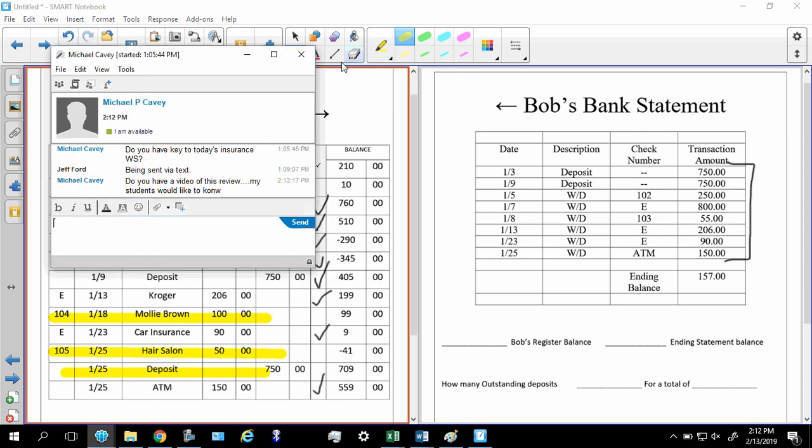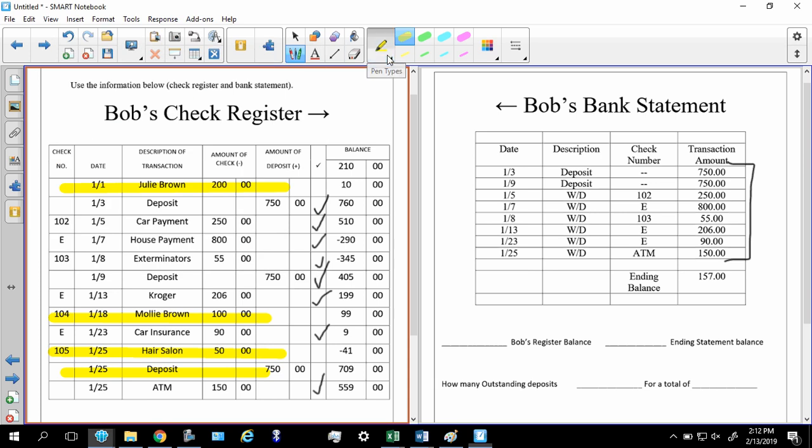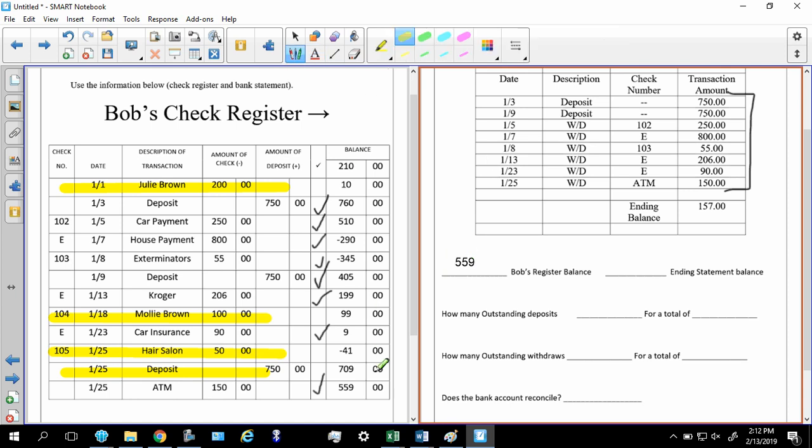All right, so let's see. That popped up, but it was nothing bad, so we're good. All right, so Bob's register balance, we were sitting at $559, and the reason I got that is because of this number right there, and I'm also going to use 157. How many outstanding deposits? There was just one for a grand total of 750. How many outstanding withdrawals? There was a total of 3 checks for a grand total of 350.